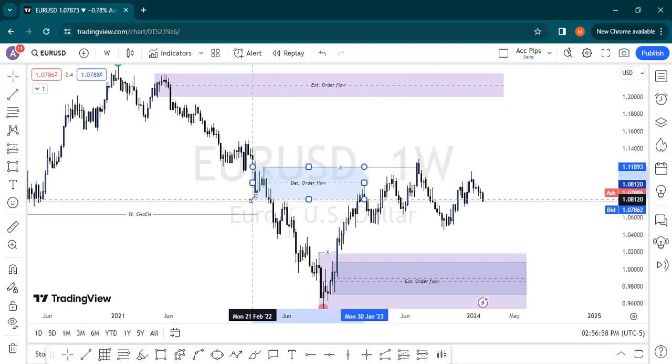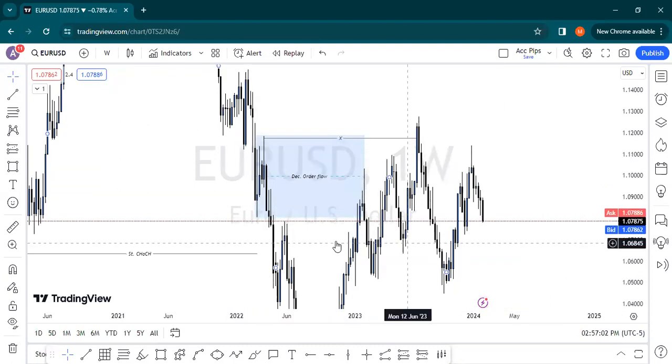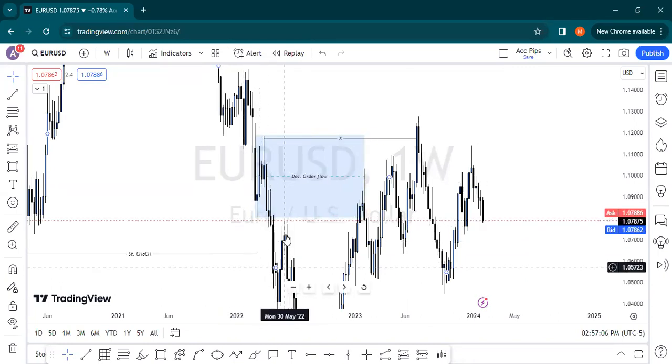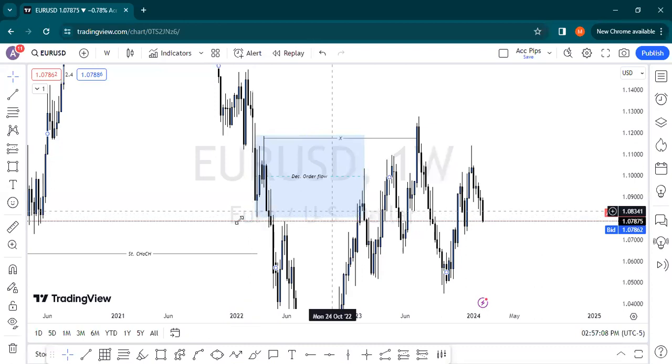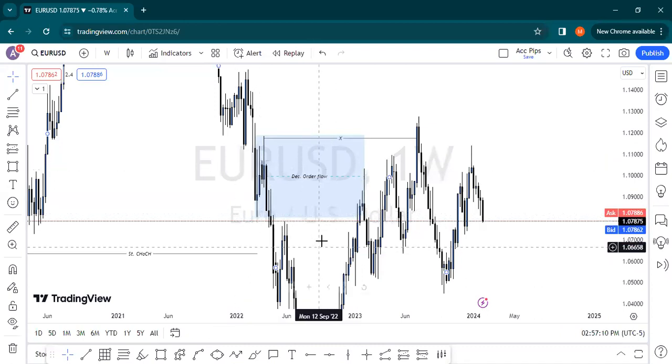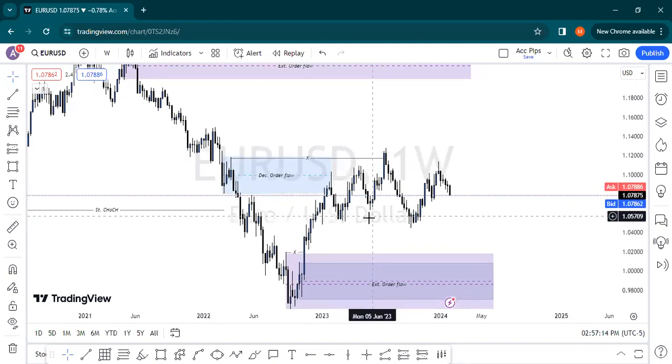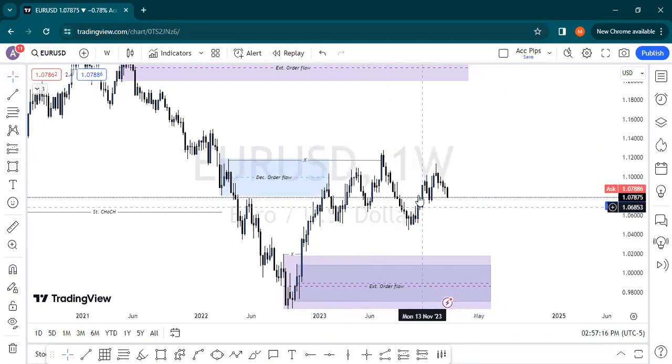Let me draw this one. Because there is an imbalance between this order flow and the pullback, the valid pullback. There is an imbalance between it. So that means that order flow is valid for us to take a trade from.